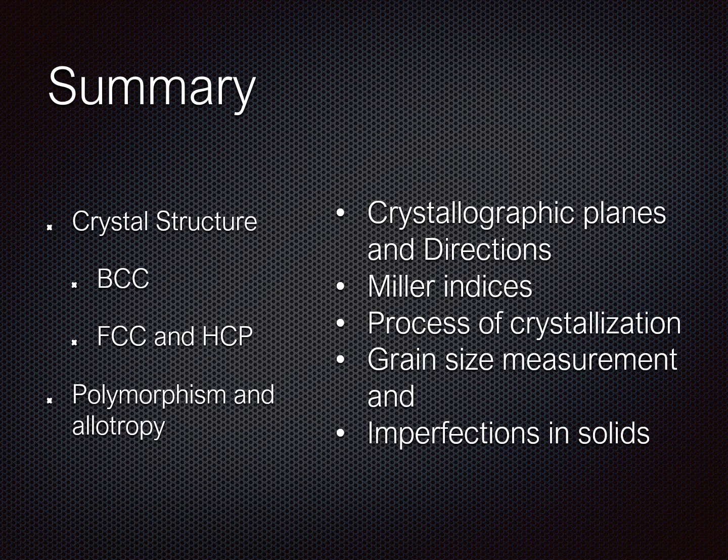To summarize, we have studied crystal structures BCC, FCC and HCP. We have also talked about polymorphism and allotropy, crystallographic planes and directions, and how they are designated using Miller indices. We have learnt about the process of crystallization, the technique of grain size measurement, and we have been introduced to the imperfections in solids.